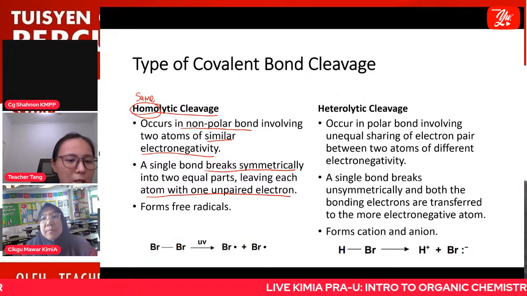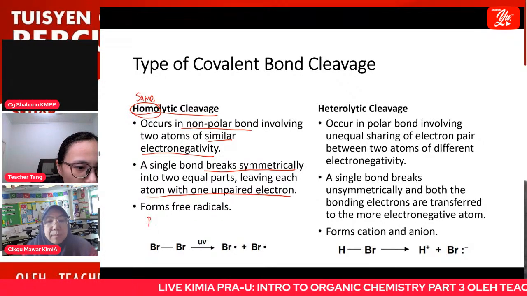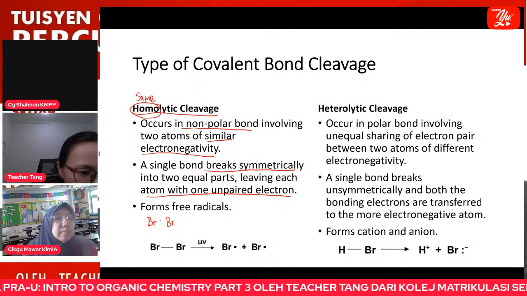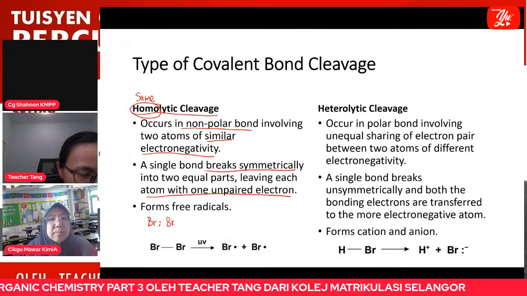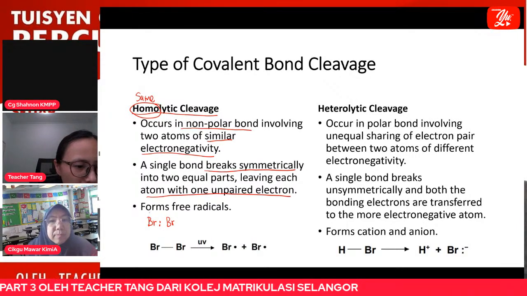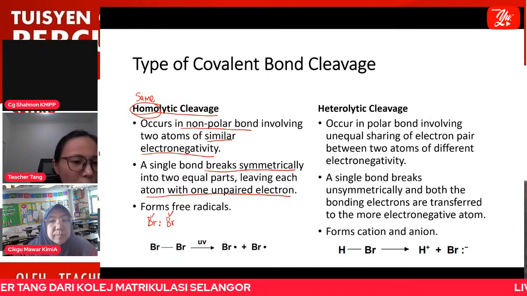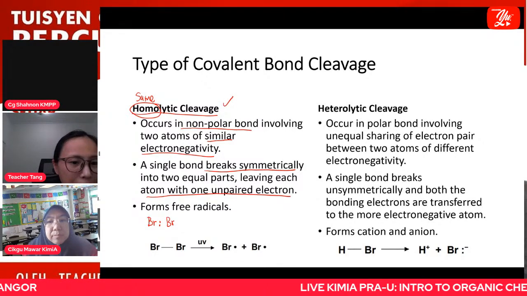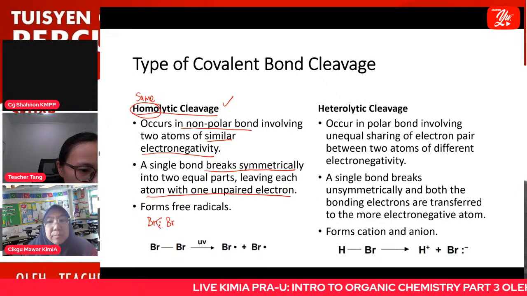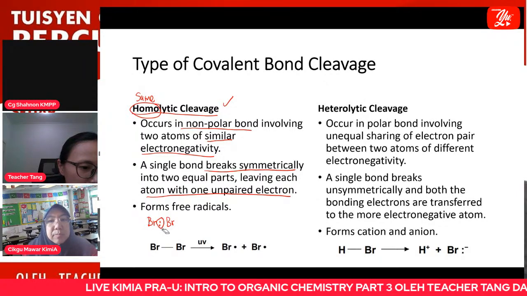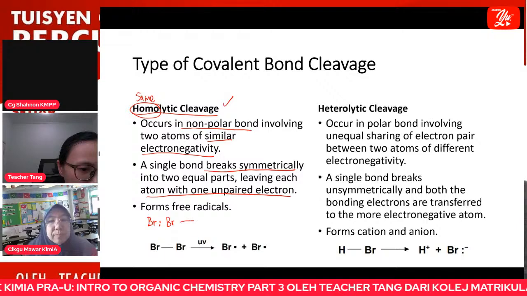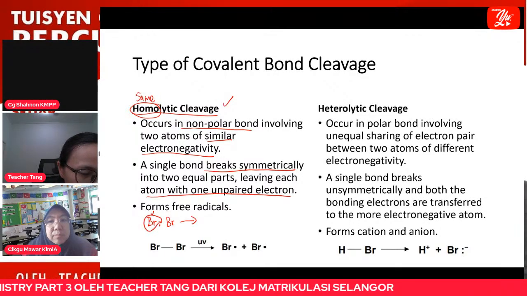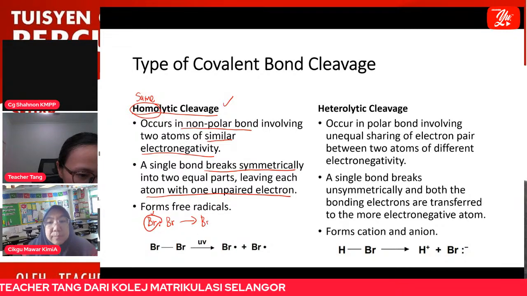So what does it mean? Basically, the bromine atoms in a bromine molecule share a pair of electrons, and these two atoms have the same electronegativity. During homolytic cleavage or homolytic bond breaking, this covalent bond will break symmetrically. This means that after bond breaking, each of these atoms will get one electron.